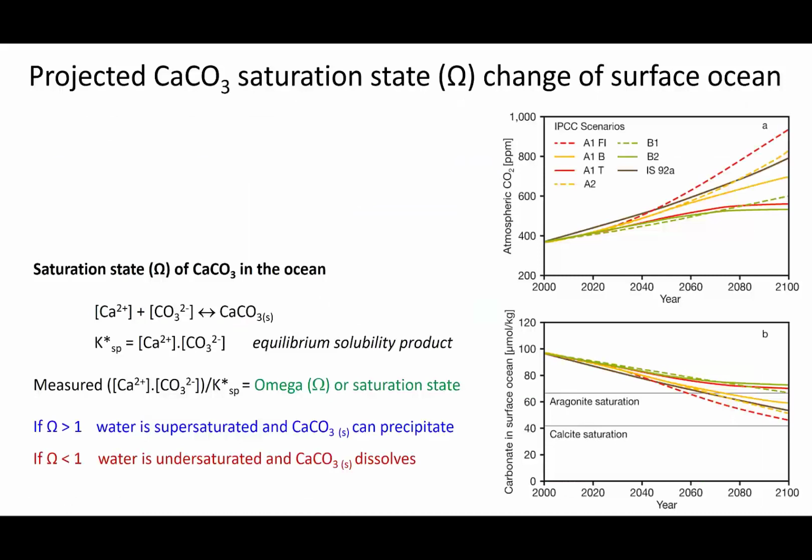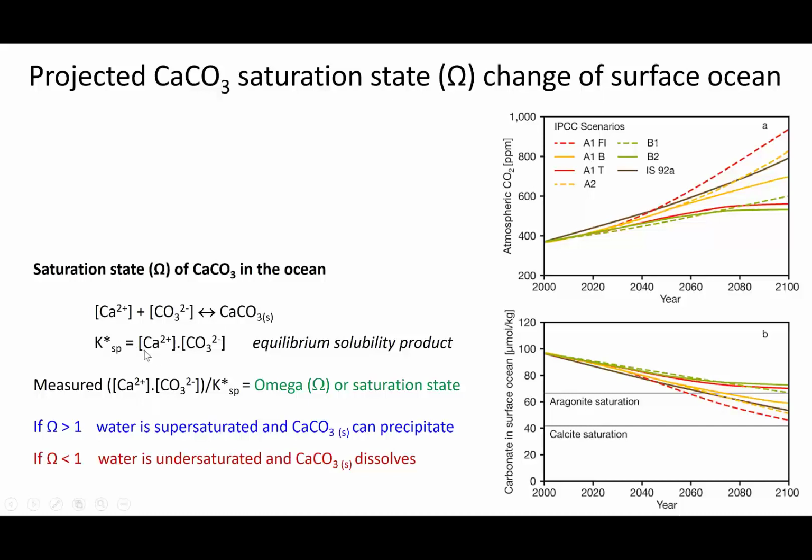Another concept here that's quite important is the saturation state of calcium carbonate in the ocean. So those of you who are doing chemistry may be aware that you can write an equilibrium solubility product for this reaction here, where calcium ions plus carbonate ions form calcium carbonate, and this has a particular constant value that one can use to define the concentrations of calcium and carbonate ions that you need in seawater, in this case, to be able to precipitate calcium carbonate.